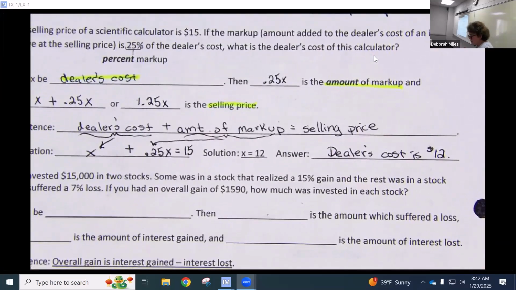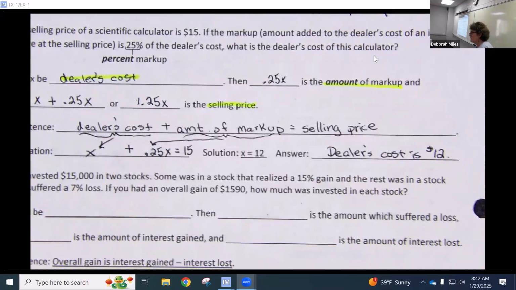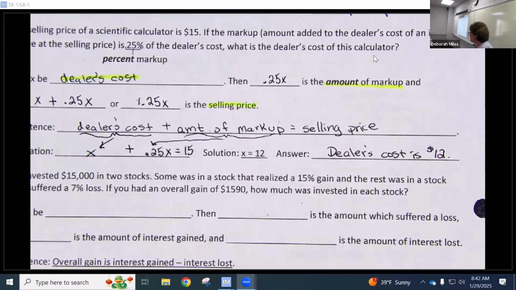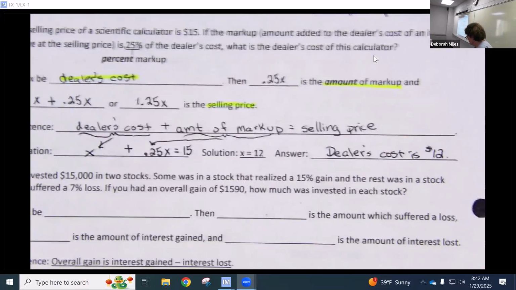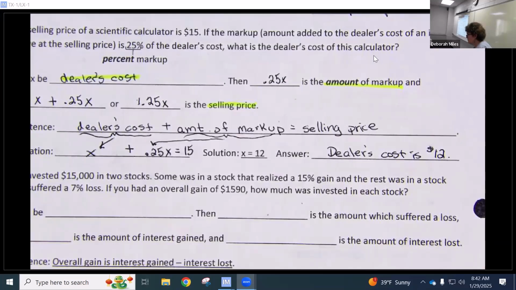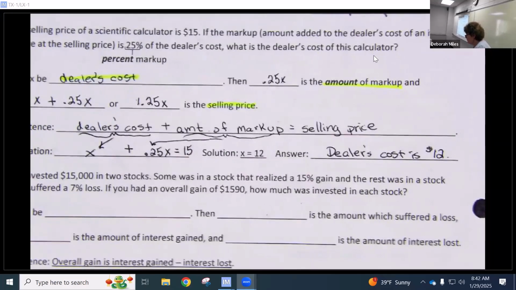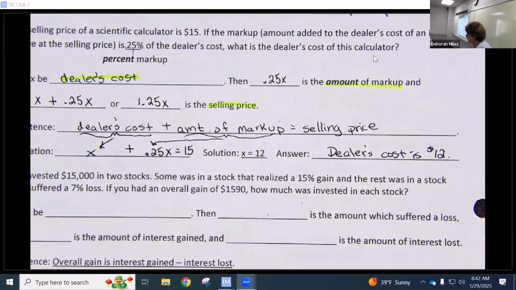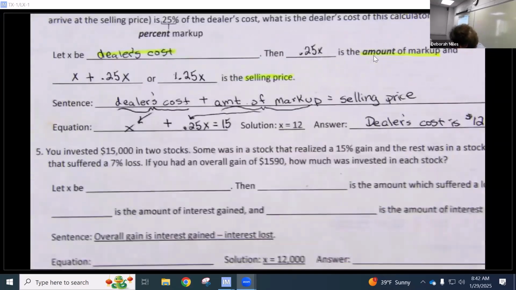And when I said check it with your words, just think, okay, Walmart sells the calculator for $12. How do I get how much the calculator is marked up? Well, the 25% of 12, that's a fourth of 12, $3. And so the selling price, if it was $12 and Walmart marks it up $3, what will the selling price be? So that checks. It checks with the words. All right, number 15.